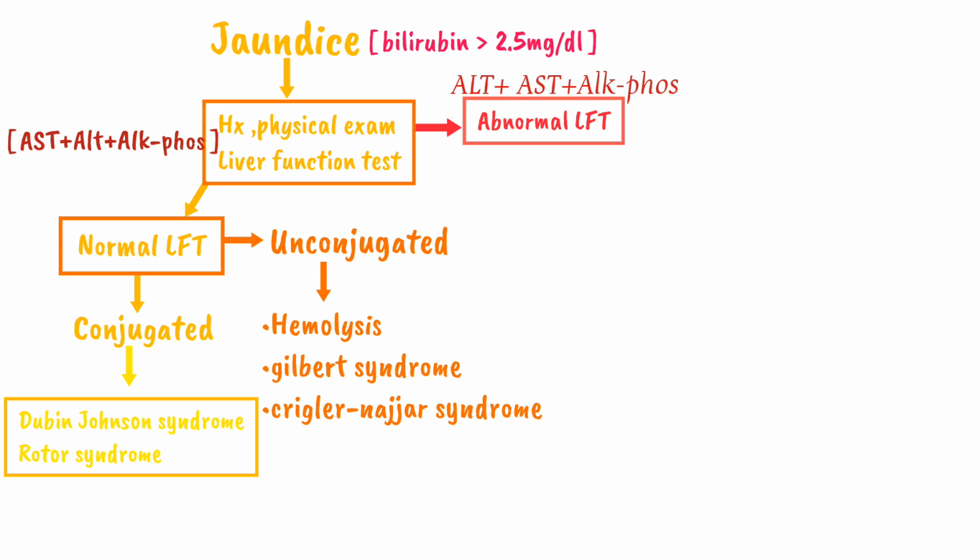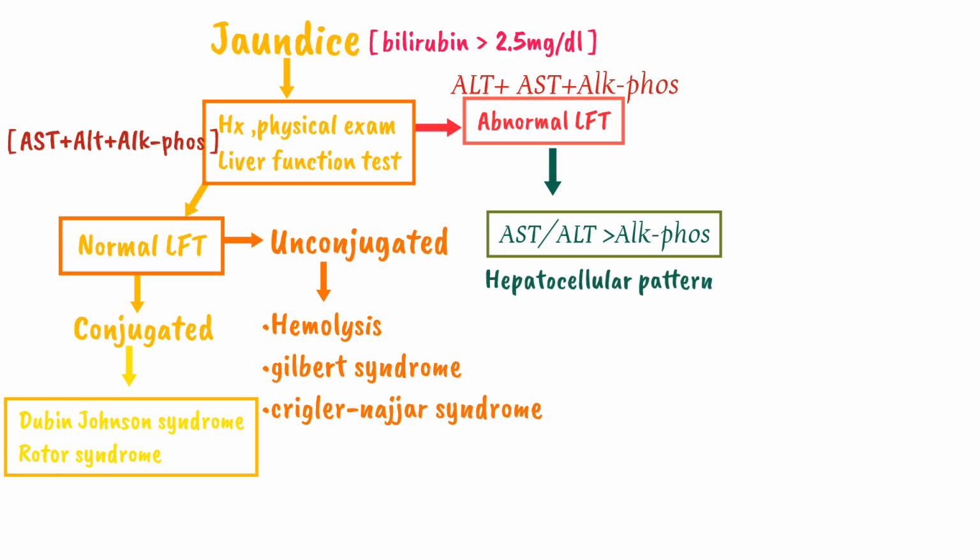So whenever the patient has AST and ALT greater than alkaline phosphatase, it means that the damage is greater in the hepatocyte. This is called a hepatocellular pattern, and whenever the liver function test is deranged in such a way, we should think about hepatic diseases.